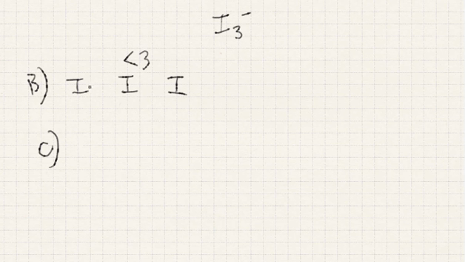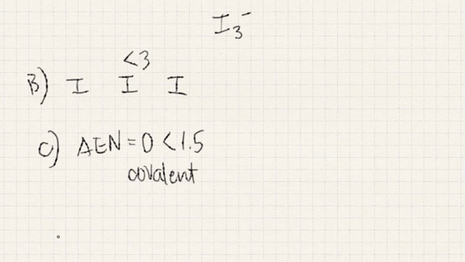So are the bonds between the iodines going to be covalent or ionic? Well, since they're the same atoms, the electronegativity value difference is going to be 0, right? And this is definitely less than 1.5. So they're going to be covalent bonds.